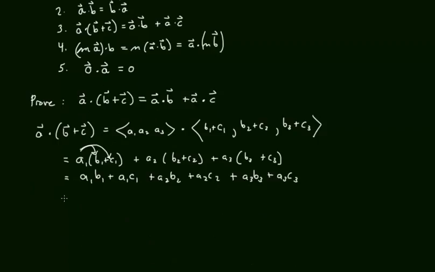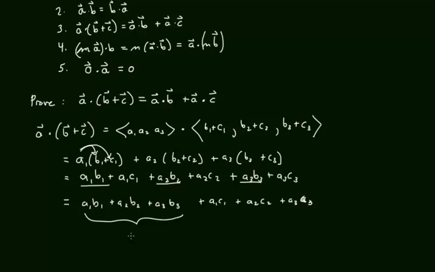Now if we order these around a little bit, we have A1 B1 plus A2 B2 plus A3 B3, then the rest of them, plus A1 C1 plus A2 C2 plus A3 C3, then we have this quantity here, which we know to be A dot B, and we have this quantity here, which we know to be A dot C. Therefore, we have demonstrated.